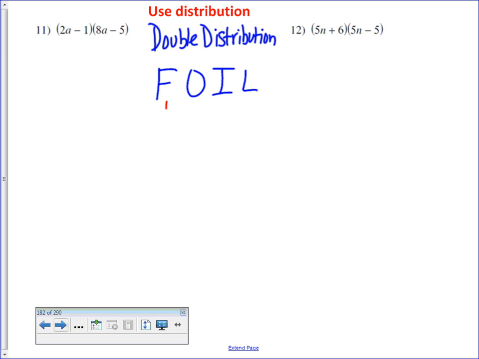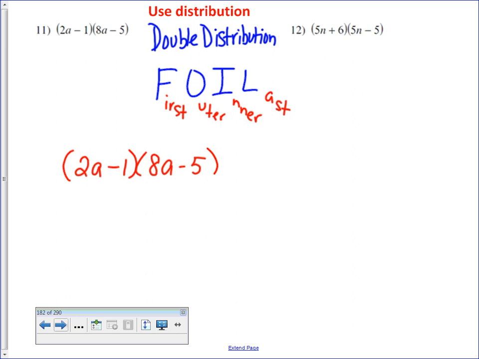FOIL stands for first, outer, inner, and last. Okay, so let's see how this is done. I have 2a minus 1 times 8a minus 5. I am first going to look at my first term of the binomial and multiply it by the first term of the second binomial, hence the letter F. First, 2a times 8a is 16a squared.